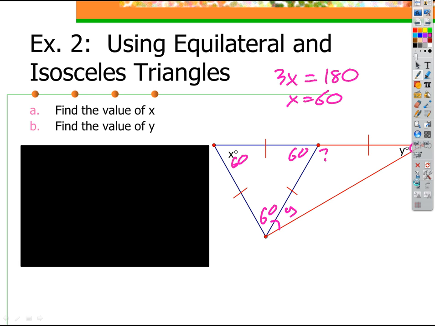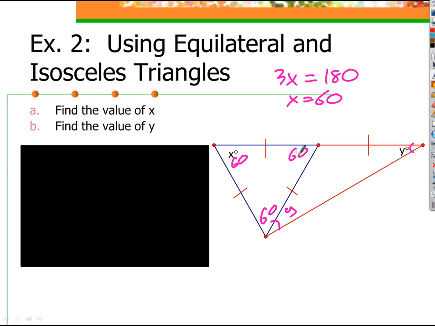Because I know that these two angles, here and here, are a linear pair, and so they're supplementary. They have to add to 180. So if that's 60, this has to be 120, doesn't it? Everybody see that? Okay, now we're set.